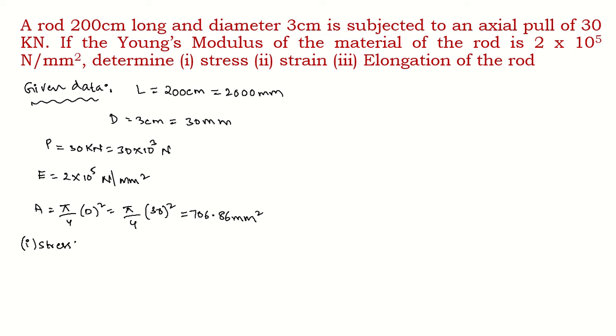Now we will calculate the first part of the question, which is stress. So generally, what is the formula for stress? Stress is equal to load by area. So it's simply P by A. So what is P? 30 into 10 power 3 by area, which is 706.86.